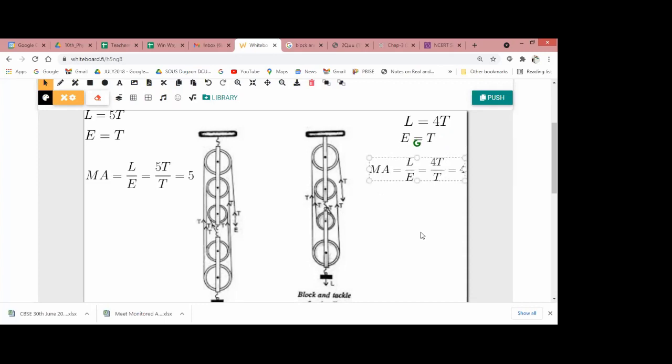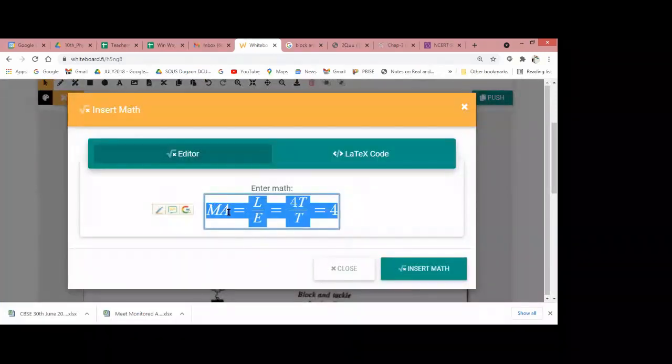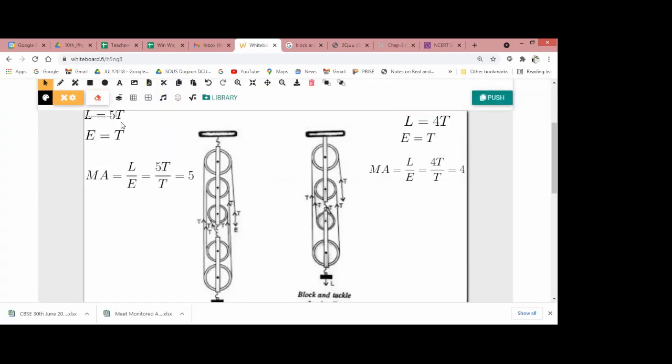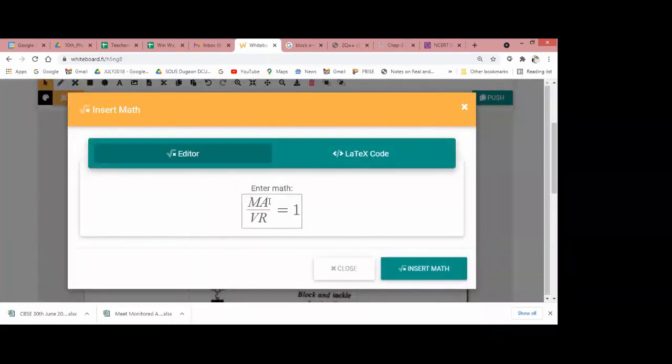Now, if this is an ideal system of pulleys, do you agree that MA upon VR is equal to 1? If it is an ideal system of pulleys, efficiency is 1. Am I correct? Yes, sir. If the efficiency is 1, and I substitute on the left side, the mechanical advantage was 5. So what will VR be equal to?